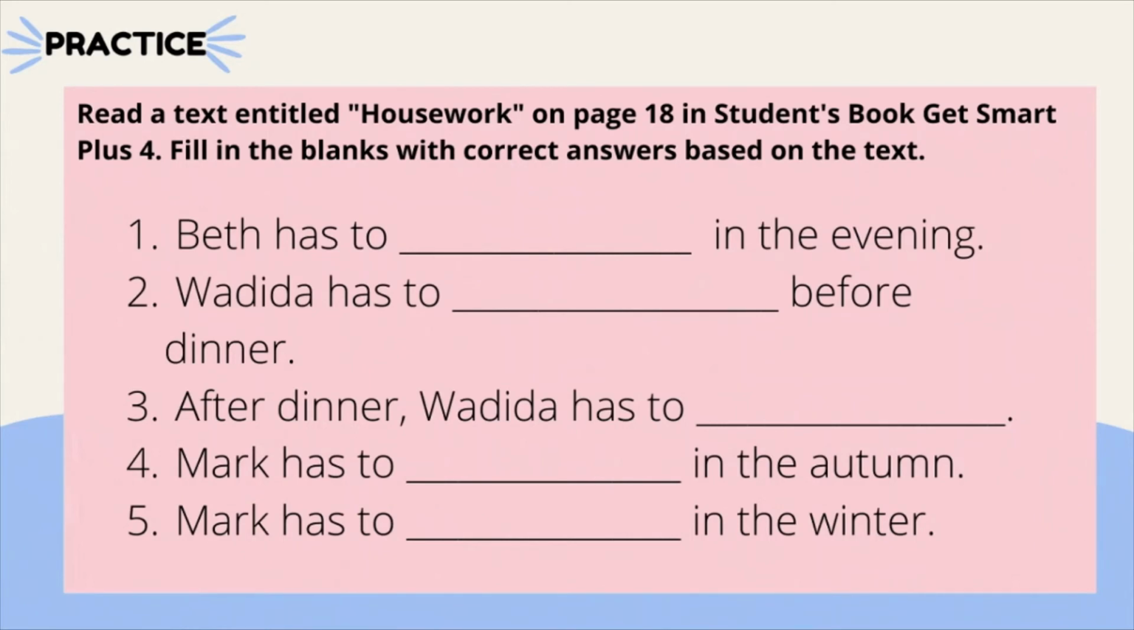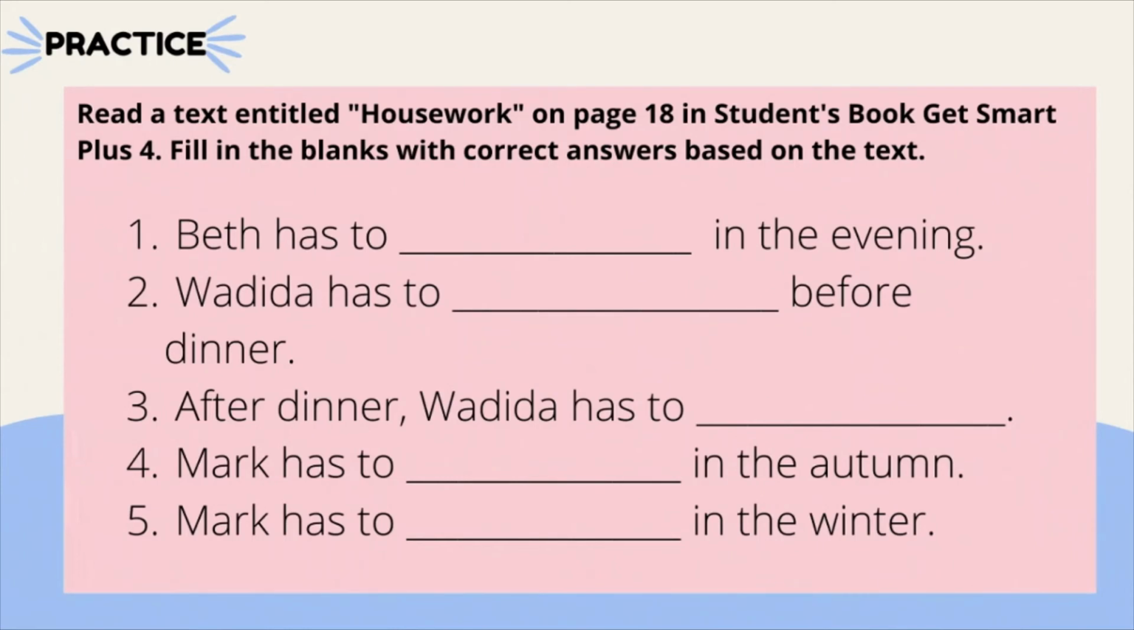Okay, so here for this practice stage, you have to answer 5 questions. You have to fill in the blanks of 5 questions here. So let's look at the first question. Beth has to blank in the evening. Second, Wadida has to blank before dinner. Third, after dinner, Wadida has to blank. Fourth, Mark has to blank in the autumn. Fifth, Mark has to blank in the winter.